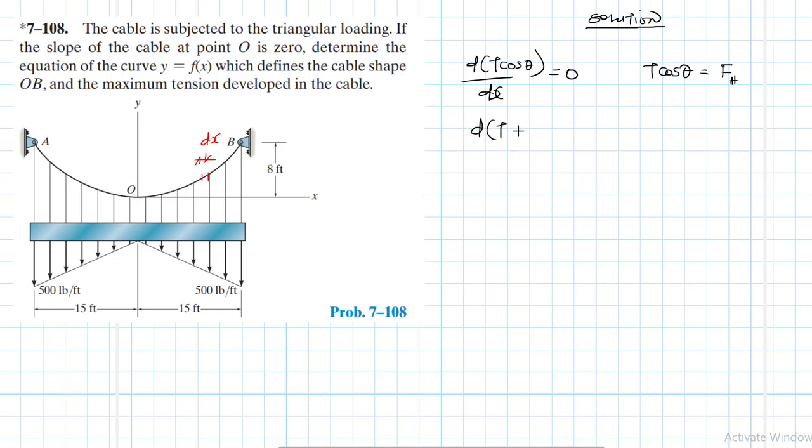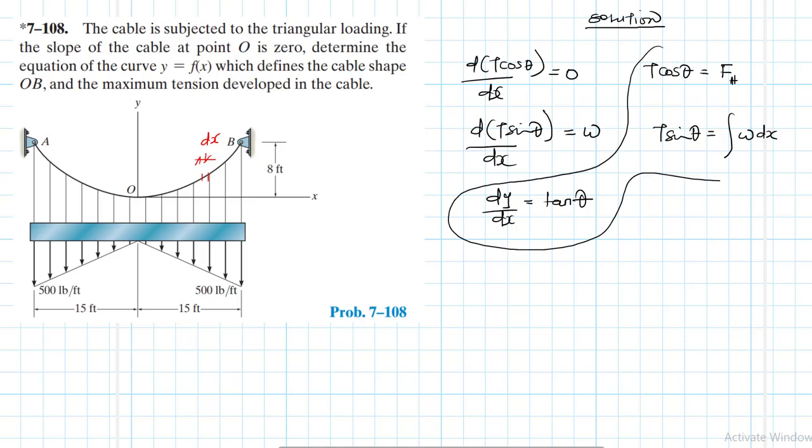And then we have d(T sin theta)/dx, which is equal to the distributed loading w. What does this remind us of? Remember, dV/dx equal to the loading in a beam. If we integrate this, then T sin theta is going to be equal to the integral of the distributed loading. And then finally, we have dy/dx, which defines the slope of the cable, which is equal to tan theta.